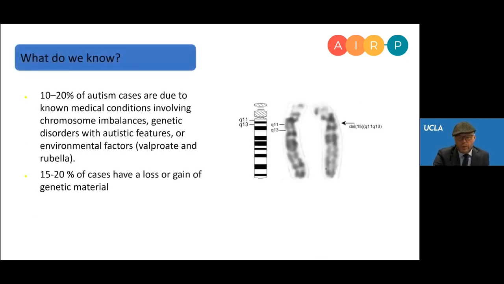So what do we know? We know that when you look at genetic information, which as you can see here is packaged in what we call chromosomes, about 10 to 20% of autism individuals are due to known medical conditions that involve some kind of chromosomal imbalance, whether it's a structural problem with the chromosome where a piece of the chromosome is either missing or duplicated, or there might be a single genetic change or single letter change in one of many genes currently known to be associated with predisposition. And of course, there are some environmental exposures that can increase that likelihood in association with genetic findings or independent of them.